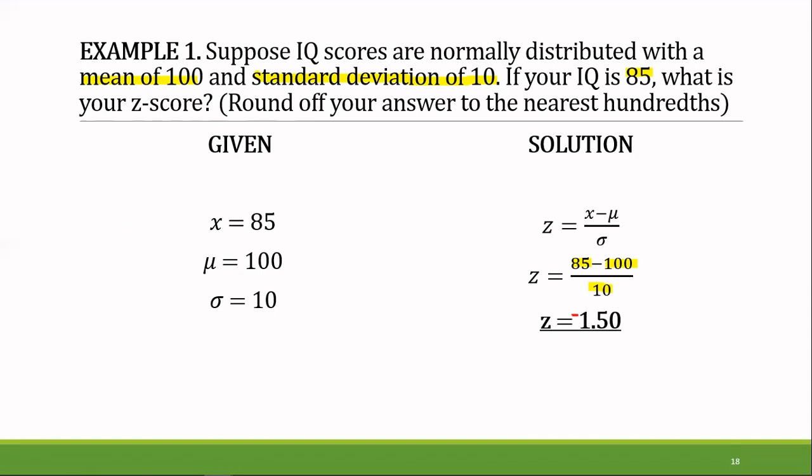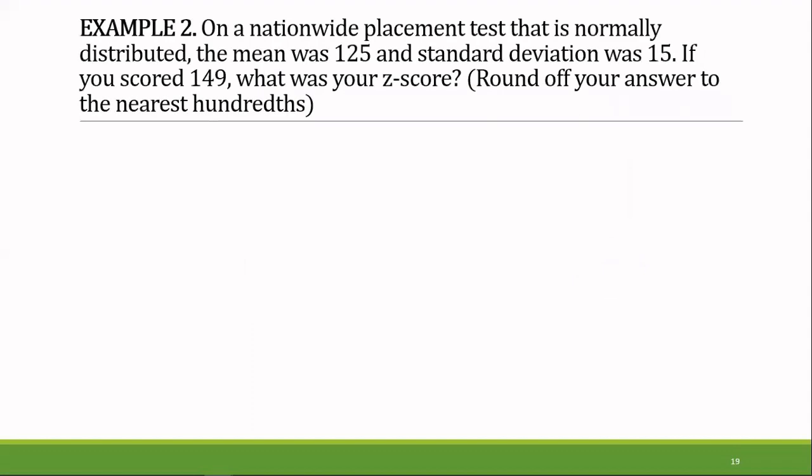So let's have example number 2. On a nationwide placement test that is normally distributed, the mean was 125 and standard deviation was 15. If you scored 149, what was your z-score? Round off your answer to the nearest hundredths.